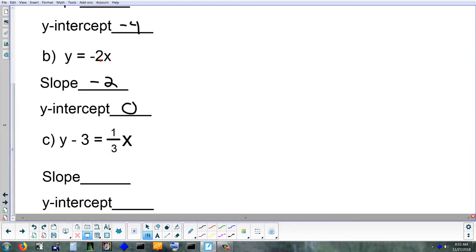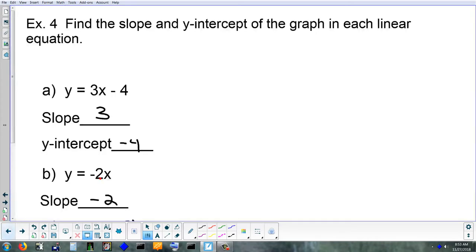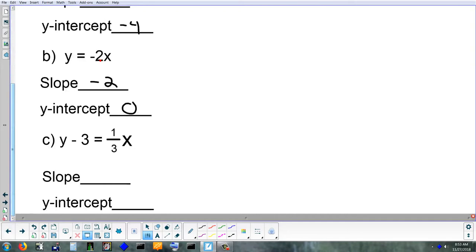Y minus 3 equals 1 third x. Is that in slope-intercept form? No, something's wrong with it. What's wrong with it? The y isn't by itself, all right? So what's with the y that we don't want? Negative 3. So I have to do the opposite of a negative 3, which is what? Positive 3. Plus 3. What's negative 3 plus 3? Zero. That's gone.